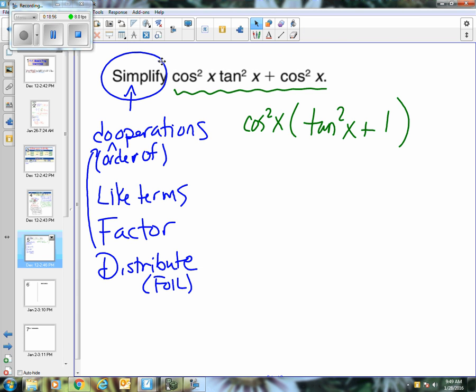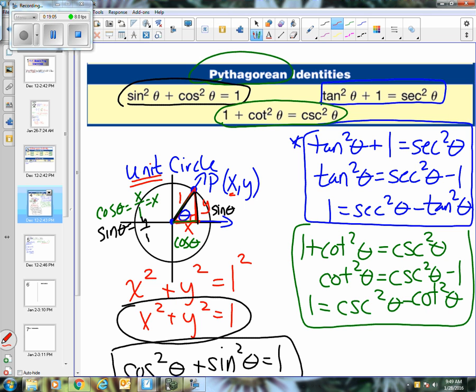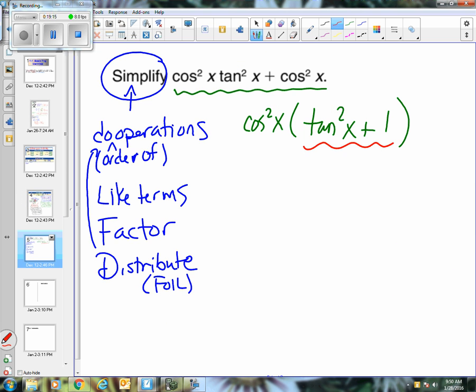All right, so now here's where we're going to have to deviate a little bit from our previous list. I still can't do any of those operations, but what I want you to do is look back at our identities. I want to see if you see anywhere where it says tangent squared plus 1. If you look right at the top here, I see a tangent squared plus 1, and what is it equivalent to? Secant squared.